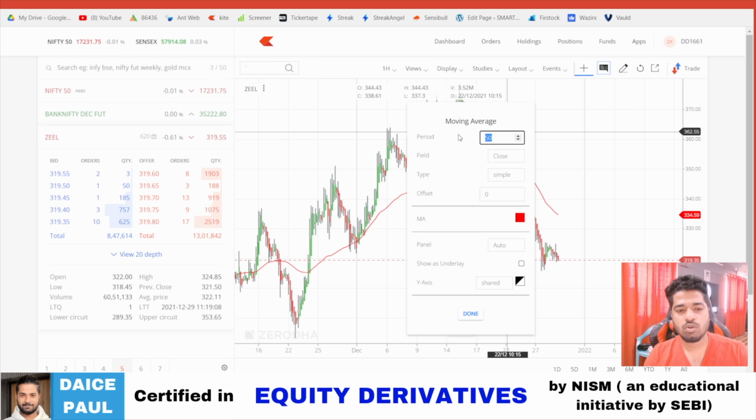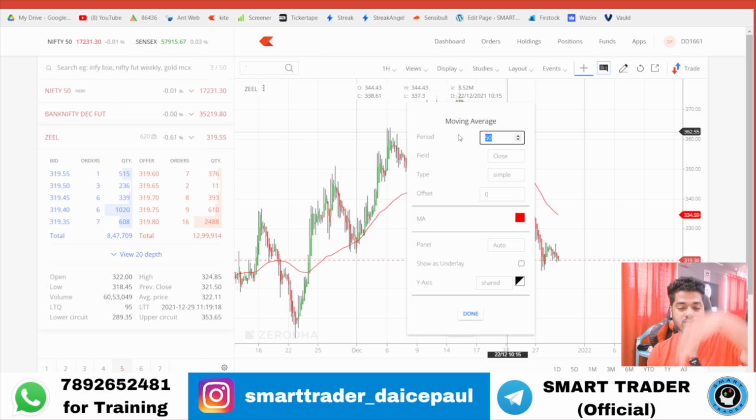So you can put a slow moving average and a fast moving average. The logic is the fast moving average should cross over the slow moving average. So this is the fast moving average, 21 period. Whichever period you can test it out, no problem.